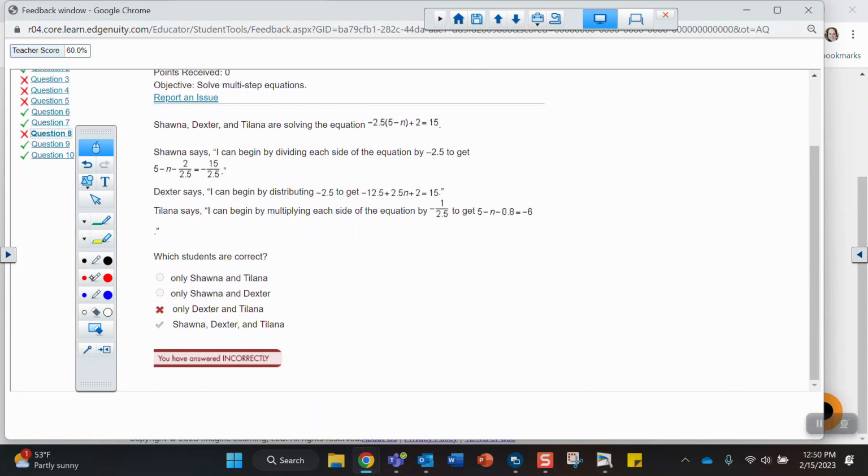And here we have, let's see, what does this one say? Which students are correct? Shauna, Dexter, and Talana are solving this equation. Shauna says, I can begin by dividing each side. No, that's not right. You can never start an equation with division if you have a constant term like this in the back. She would have to subtract 2 first, and then she could divide by that.